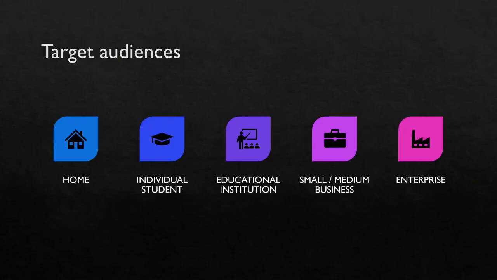So obviously there are different types of businesses and people. So the target audiences are home, obviously, individual students and academic institutions where the students are actually studying, and then smaller businesses and large companies. Of course, there is one more category called government, which I am intentionally keeping out because that pricing and SKUs are completely different, and I'm not targeting that segment right now.